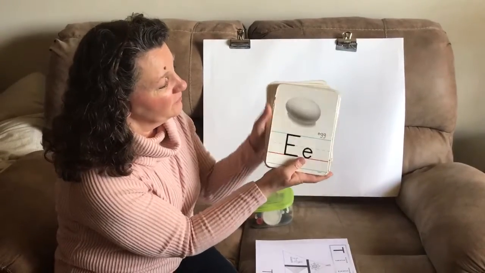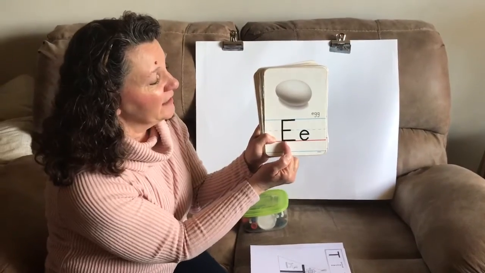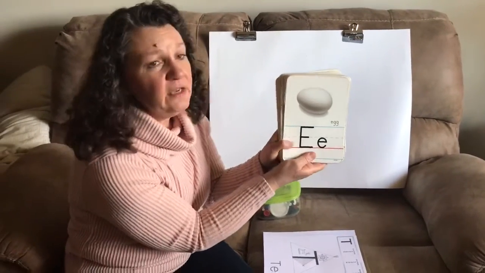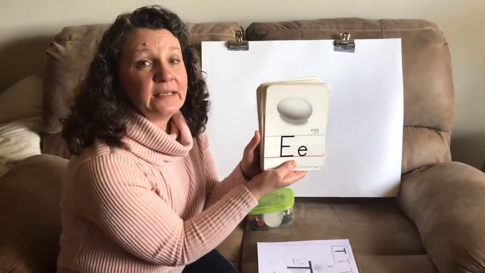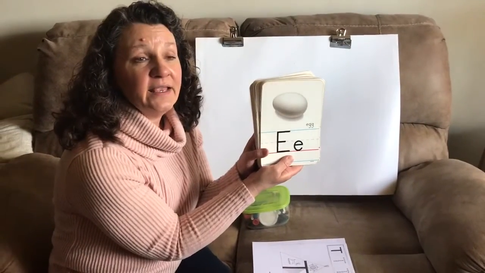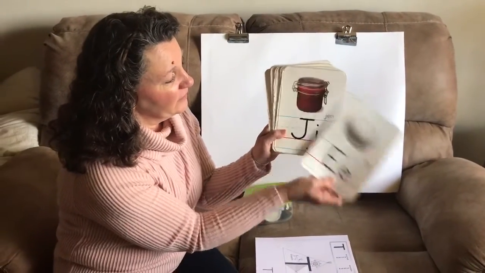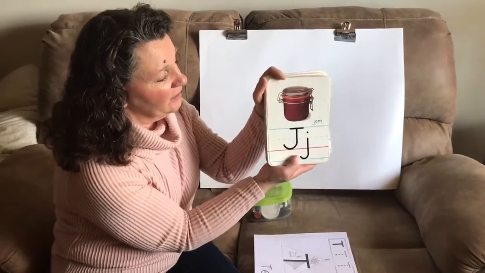How about that one? E. Here's our capital E for Evelyn and Esme, and our lowercase e. The E can make the E sound like in Easter, which is coming up soon, or the e sound like an egg, an elephant, an elevator. So, letter E.